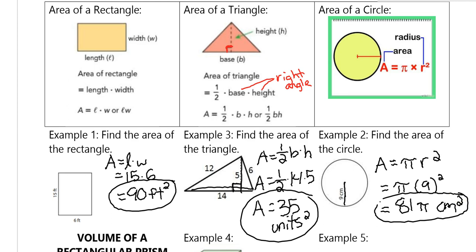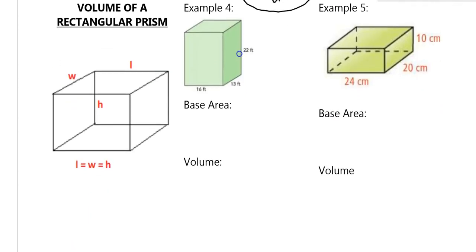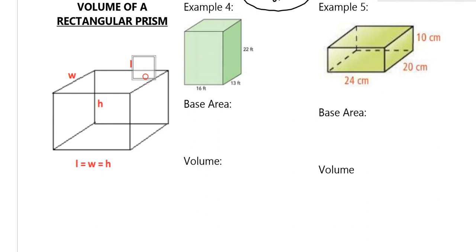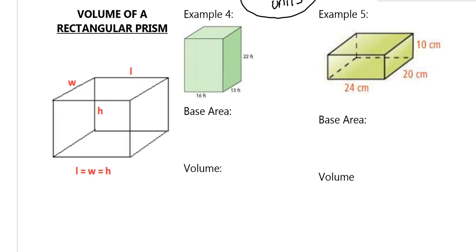We'll keep going through them as we're doing the volume because they're also used in the base area and the volume. All right, so our first set of things we're going to look at is the volume of a rectangular prism. Okay, so this is just a box. That's what a rectangular prism is. Your rectangular prism is your fancy name for a box. So volume equals length times width times height.